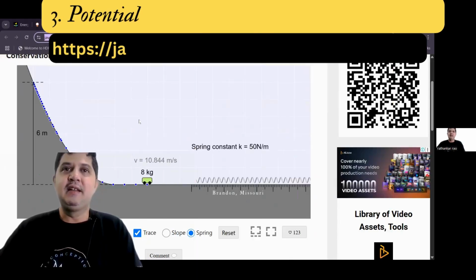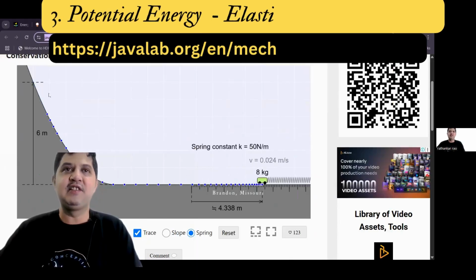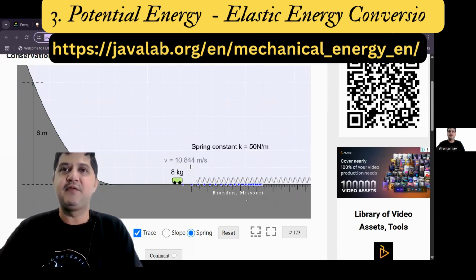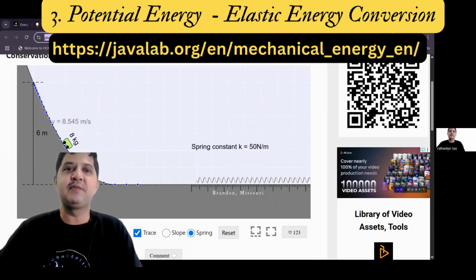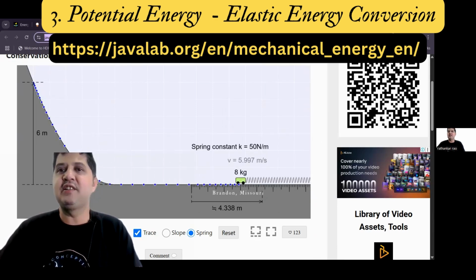Okay, the next simulation is very similar to this, the same one, again done by Java Labs itself. There are dots given over there. If I click on trace, I get this in here. The mass of the cart can be adjusted. Then when I click on run, it's already running over here. Okay, so this is what you get.